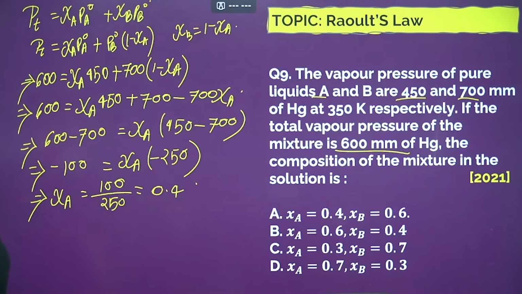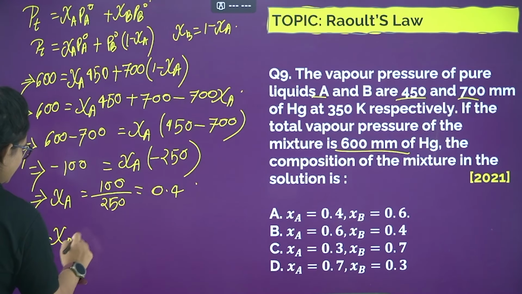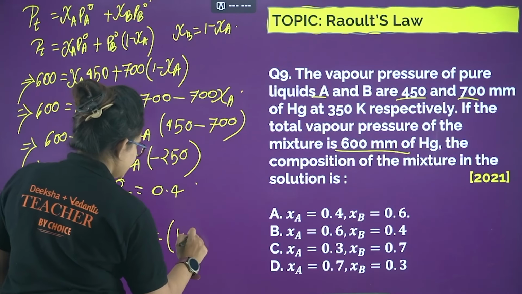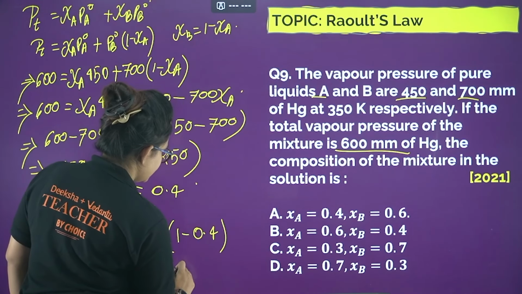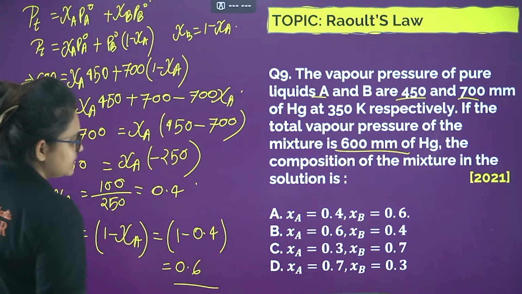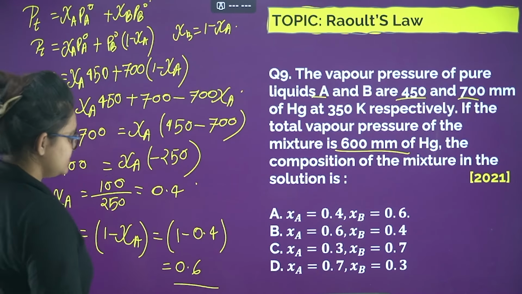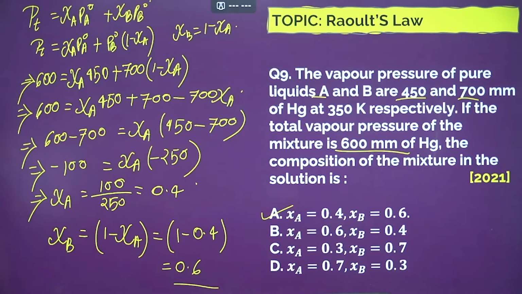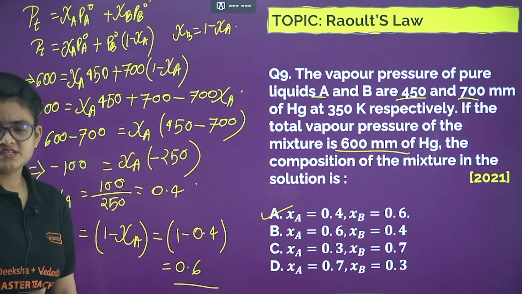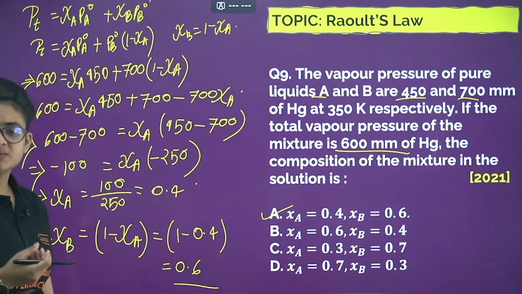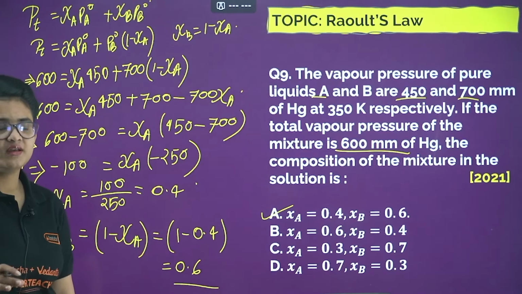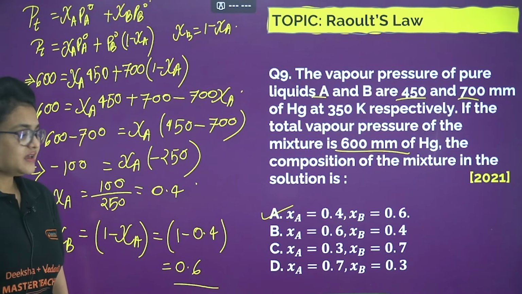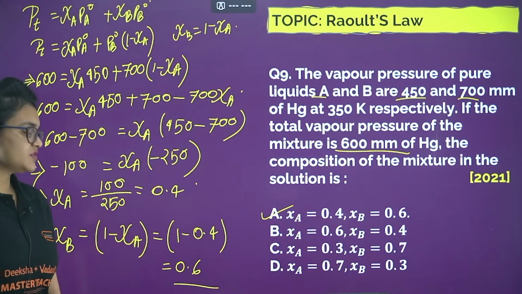So XA I got. Now how should I find XB? XB equals 1 minus XA, so 1 minus 0.4 is 0.6. I guess option A is the correct one. It's a simple calculation actually. Once you pick up properly what you have to find out, you can proceed smoothly to the answer. I guess you understood this concept. Let's proceed to the next one.